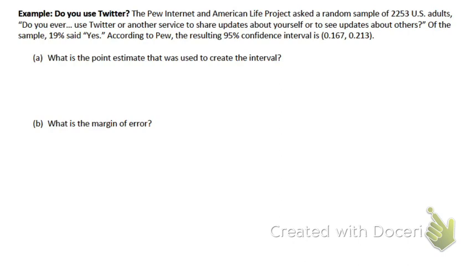All right, cool. So the Pew Internet and American Life Project asked a random sample of 2,253 U.S. adults: Do you ever use Twitter or another service to share updates about yourself or to see updates about others? All right, so they took a sample out of the population of size 2,253. 19% said yes. Time out. What is this problem about? Means, proportions, standard deviations, or something else? Proportions. Very good. According to Pew, the resulting 95% confidence interval is this right here.